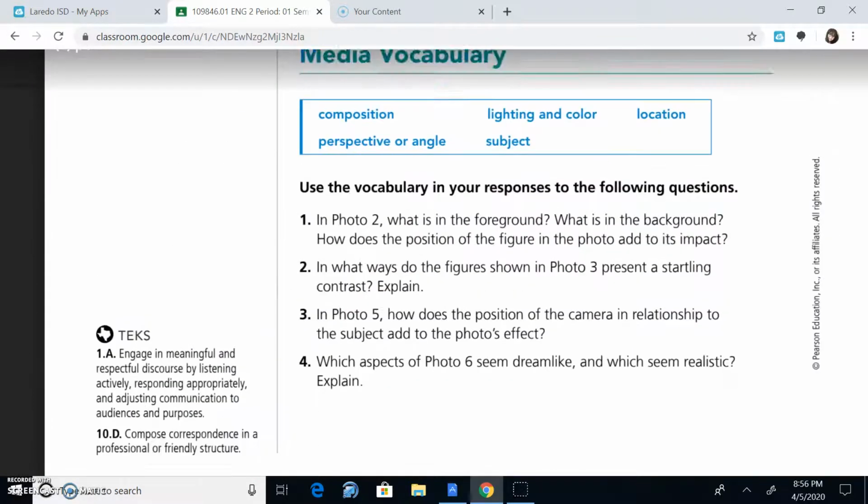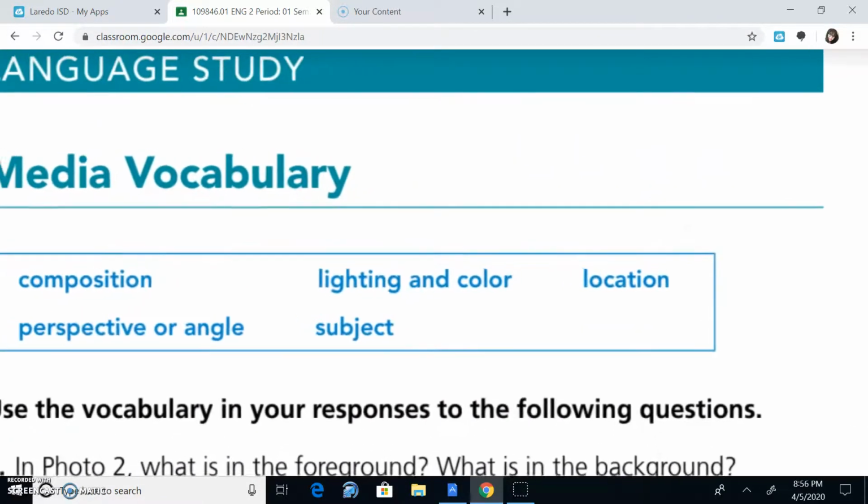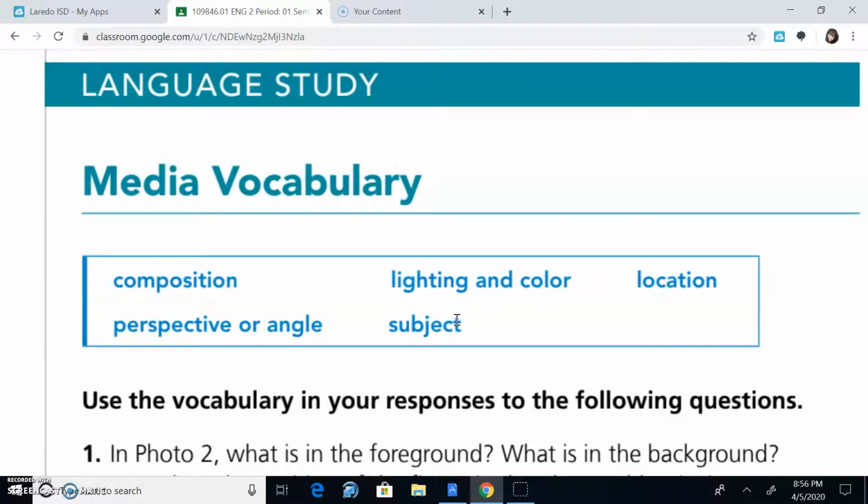And again, these are the vocabulary words. So I will be going over in the next video what you're actually going to be doing with the media vocabulary. Okay, so for today, you're going to study those vocabulary words. You're going to be doing an assignment right now with the media vocabulary. And you're already starting to think about those questions that you'll be answering on Tuesday.